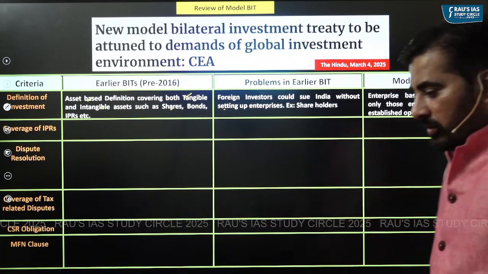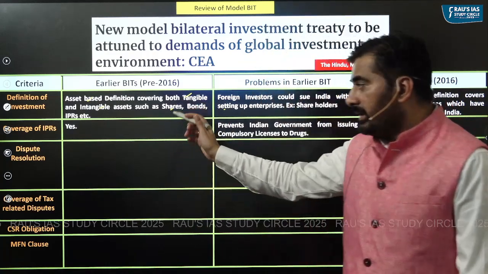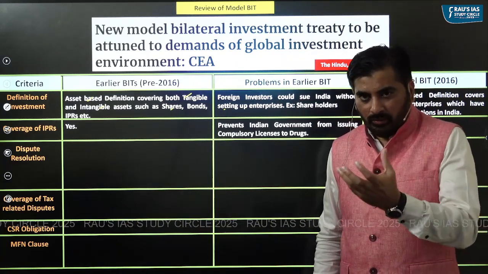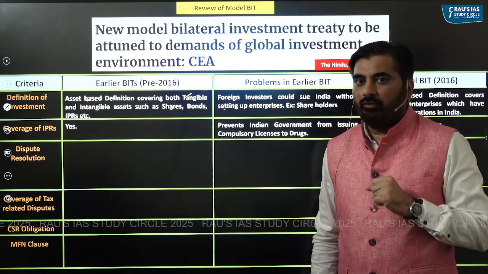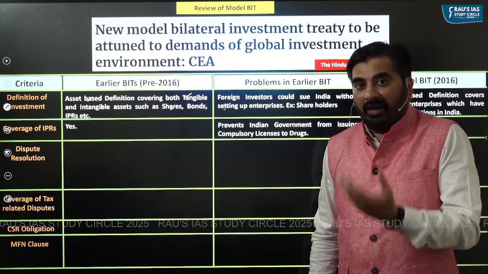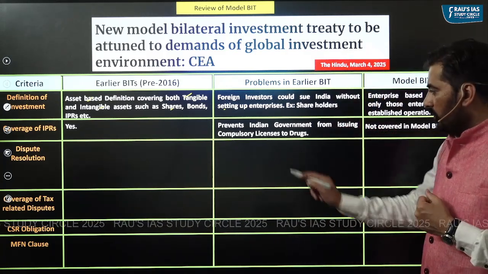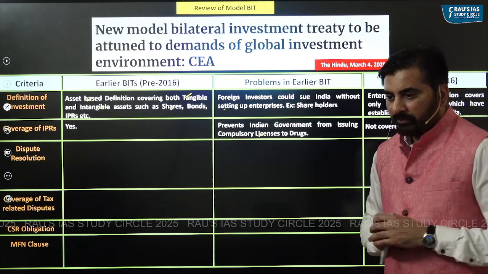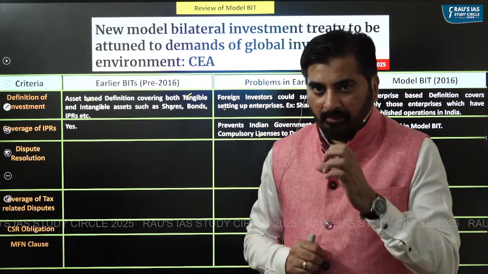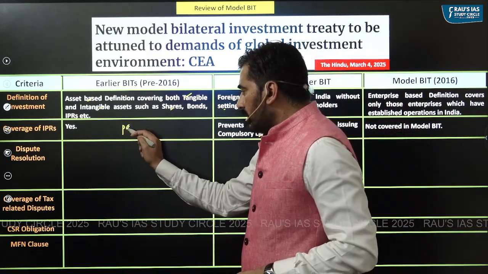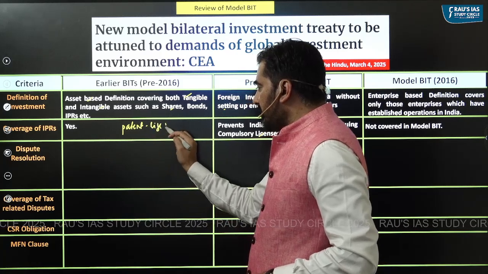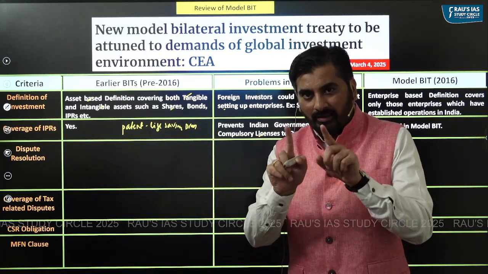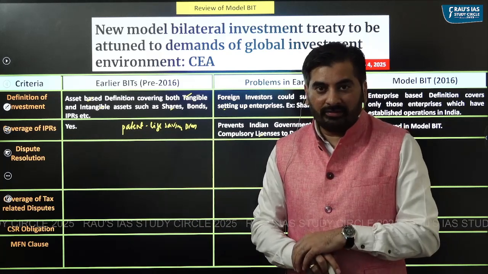Coverage of IPRs, intellectual property rights, were they protected? Under BIT, they were protected. But what was the problem? The problem is if you give protection to intellectual property rights, that is patents held by foreign companies, then it becomes very difficult for the Indian government to issue compulsory licenses to drugs. What is this compulsory licensing? Let's say there is a pharmaceutical company, multinational company. It has got a patent over a life-saving drug. And this life-saving drug can be manufactured only by that multinational company. It enjoys monopoly in selling life-saving drug.